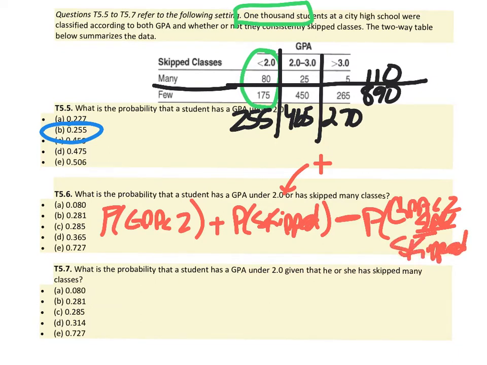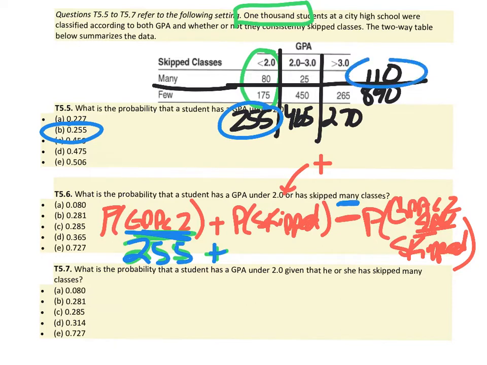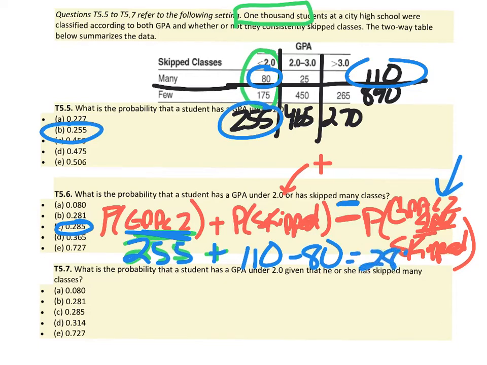So if we look at this and compute it, what we're going to see is that those students that have a GPA under 2.0 is the 255. And then we add those that skipped class many times, so in that case, the 110. Then we have to be careful because how many of those had a GPA less than 2 and they skipped class many times would be 80 of them are being double counted. So in this case, if you simplify it, you're going to end up getting that your answer is 0.285 because this is 285 and 285 out of 1,000 is where that comes from.